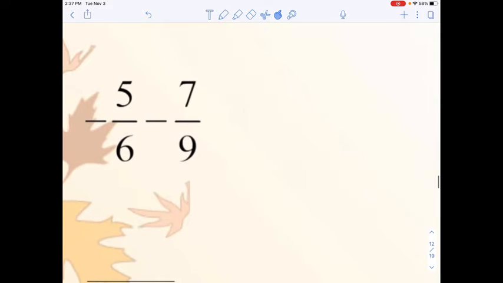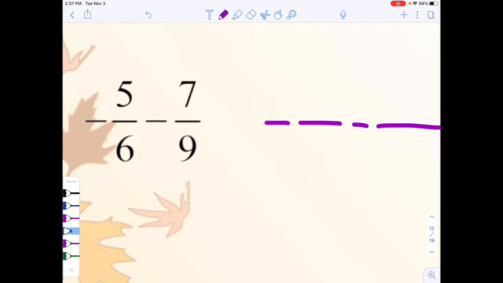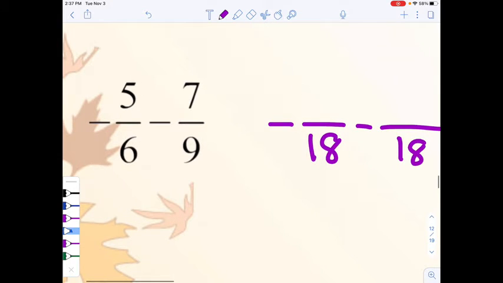Then we have -5/6 minus 7/9. So I am going to rewrite this with a common denominator. And when I look at 6 and 9, we could multiply 6 and 9 to get 54, but 6 and 9 both share 18, because 9 times 2 is 18 and 6 times 3 is 18. So to get 5/6 to have a denominator of 18, I had to multiply the denominator by 3.